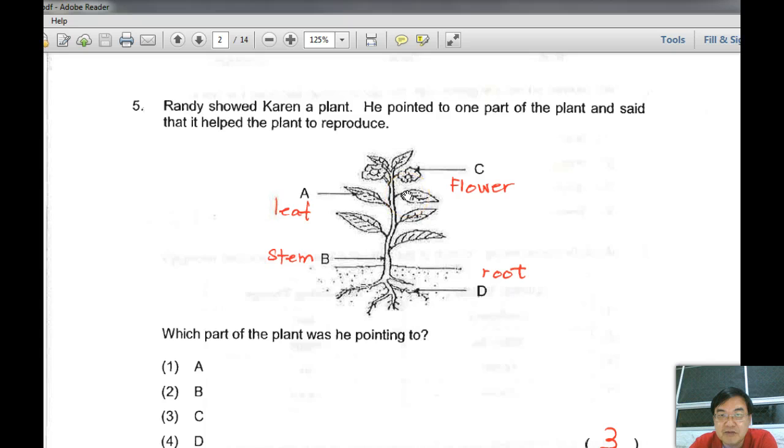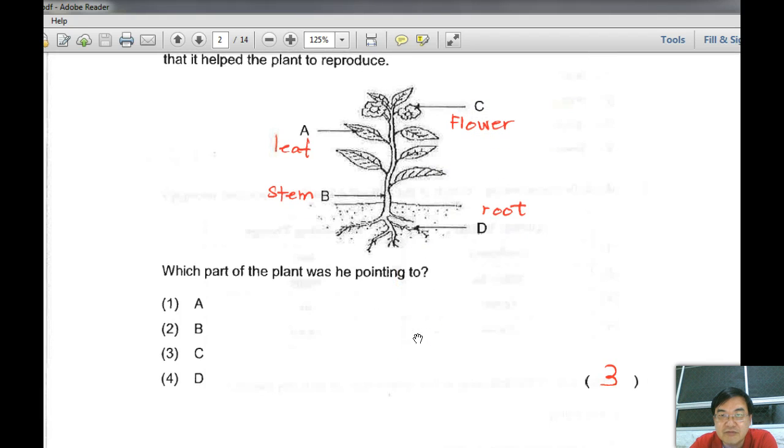Next, now Randy showed Karen a plant. Okay, this is the plant over here, and it looks like the flower, the leaf, the stem, and the roots. Now he pointed to one part of the plant and said that it helped the plant to reproduce. Which part? All right, definitely it is the flower, C. All right, number 3, flower.